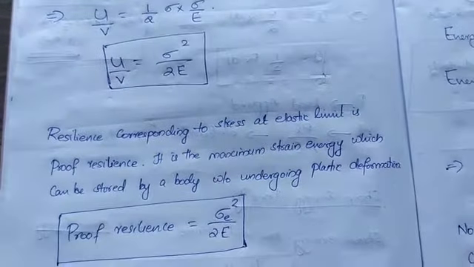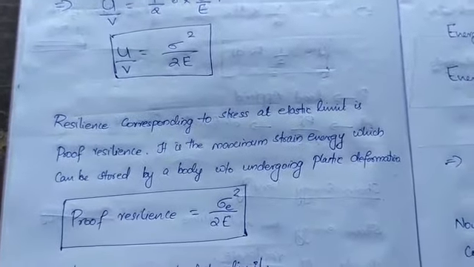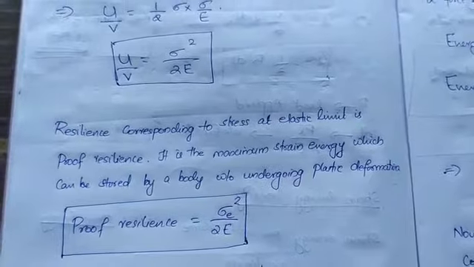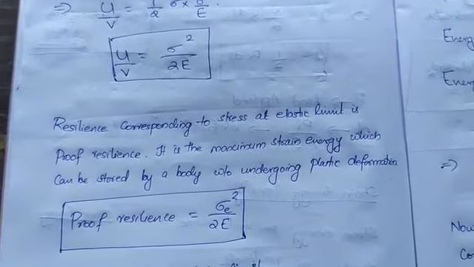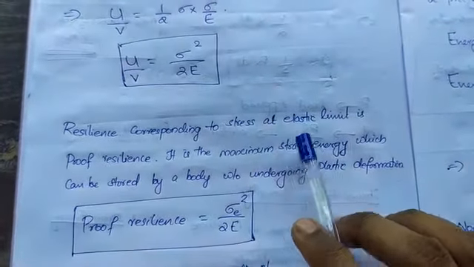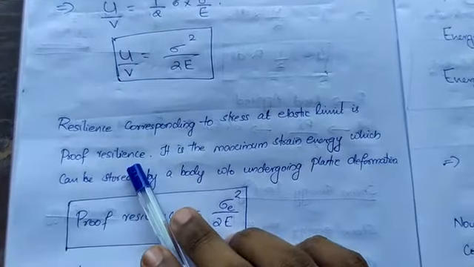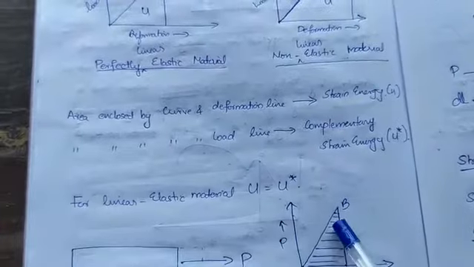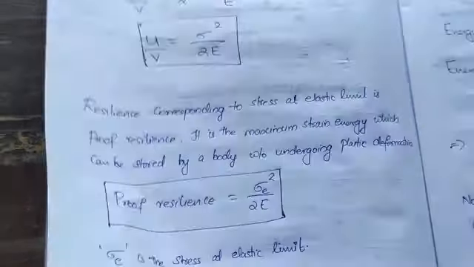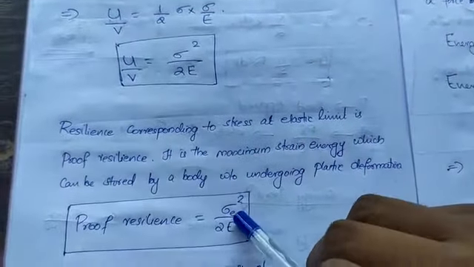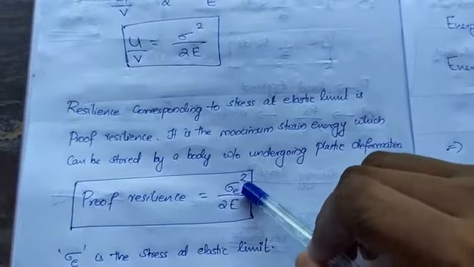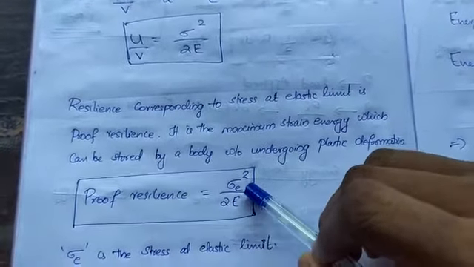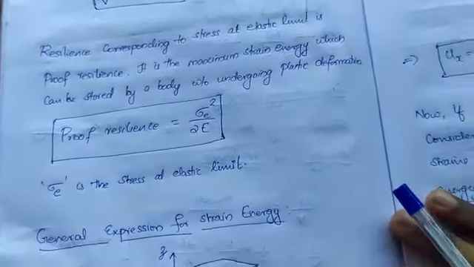There is one more term called proof resilience, which is the resilience corresponding to the stress at the elastic limit. That means at the elastic limit, say at this point B, what is the maximum stress? So that will be sigma E square by 2E, where sigma E is the stress at the elastic limit.